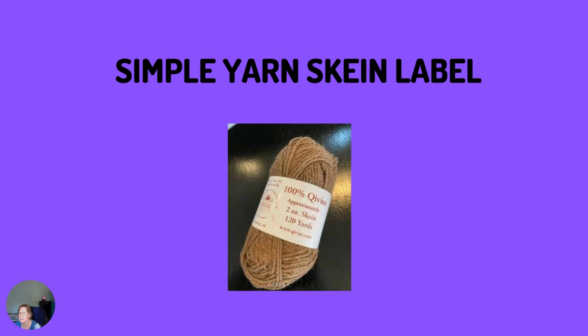Okay, here is a yarn skein label. This one is one of the simplest I have ever seen. I haven't been knitting very long, but this one is super simple as far as what it has on the skein. It tells you that the type of yarn is Quiviot, I believe, 100%. And the weight of the skein is 2 ounces, only 2 ounces, if it's a very small skein. And the yardage of the yarn, which is 120 yards. The care symbols would be placed in another area of the skein, probably on the other side of the skein.